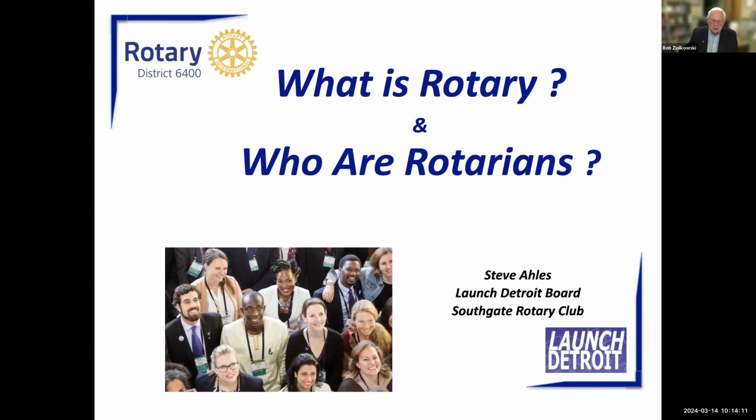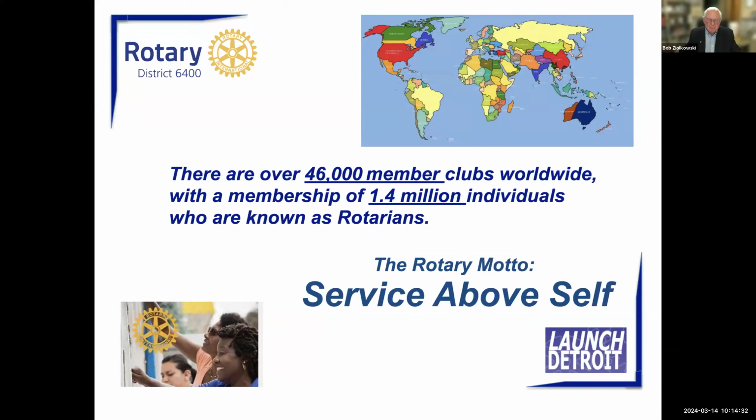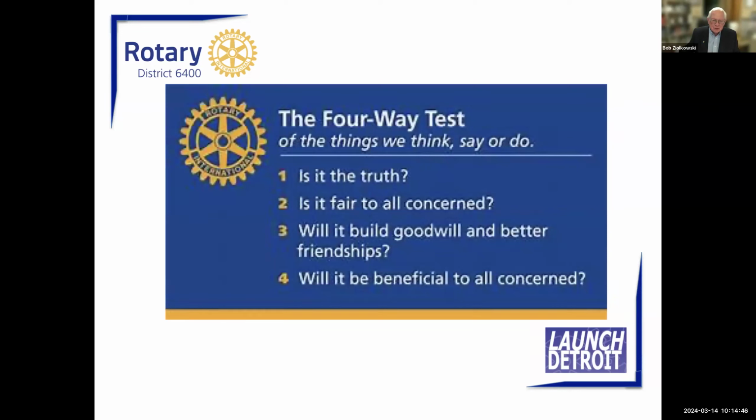So we begin the orientation by talking about what is Rotary and who are Rotarians. And this is, I don't want to say it's cursory, but we don't take a lot of time with it because we invite our entrepreneurs to visit the Rotary International website so they can learn more about it. But we do talk about the fact that we are a 46,000 member group with over 1.4 million members. We talk about service above self and how important that is to Rotary. We also spend some time with the four-way test so that they understand our moral and ethical backgrounds.